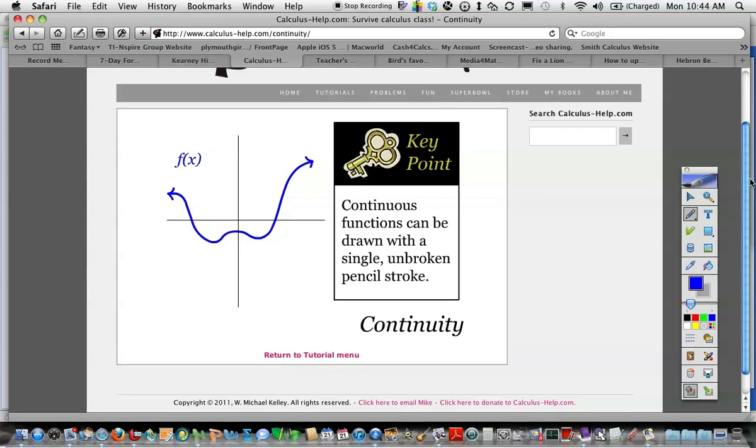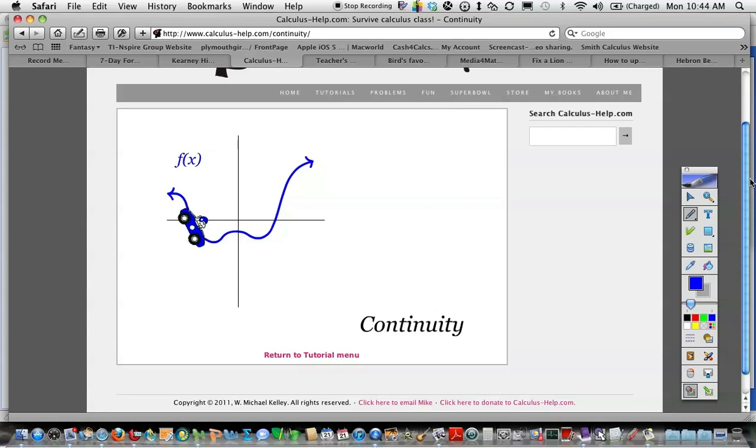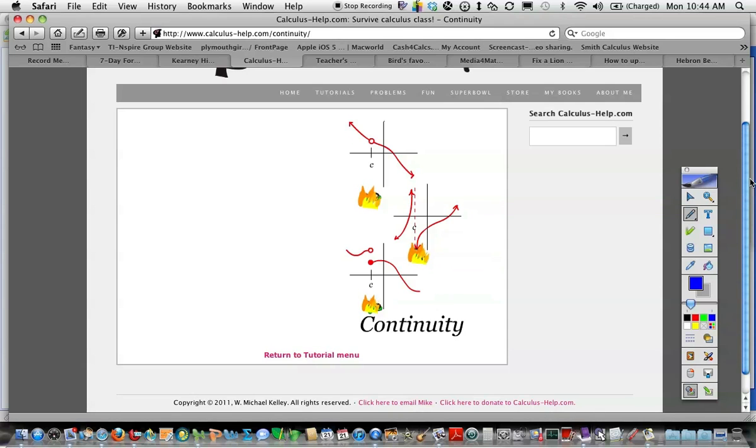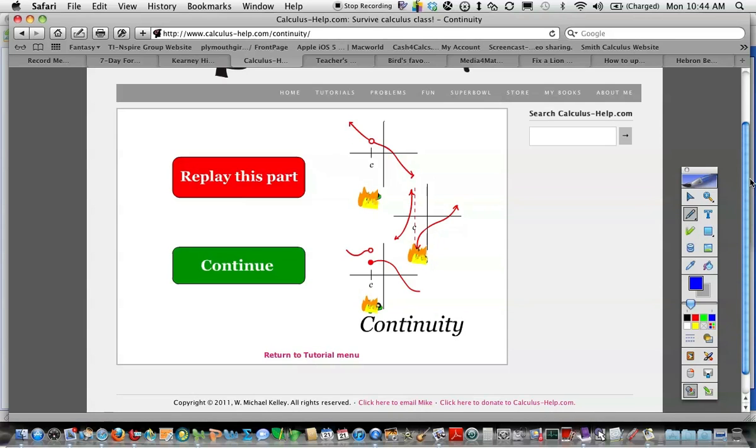Now how can you judge just by looking at the graph of a function if it's continuous or not? Well, a continuous function makes a good bridge. Now see, if I drive across the graph of f, it holds up nicely. Whereas if I try to drive across the graphs of the other functions, I'm either going to fall through or fall off.